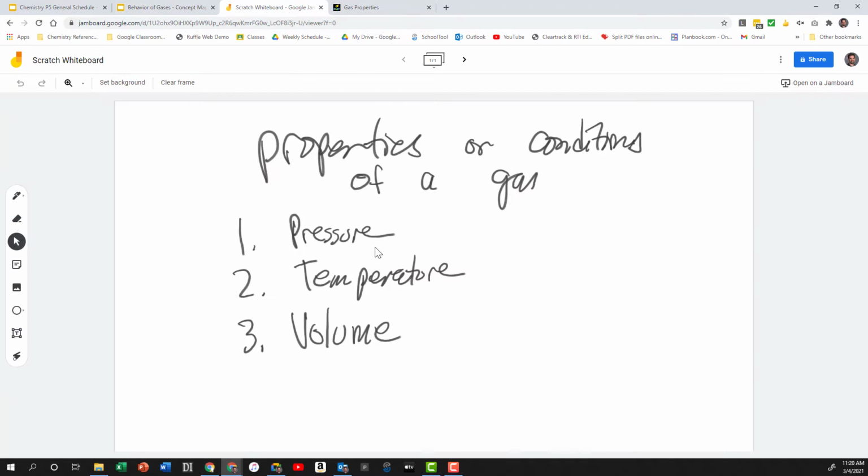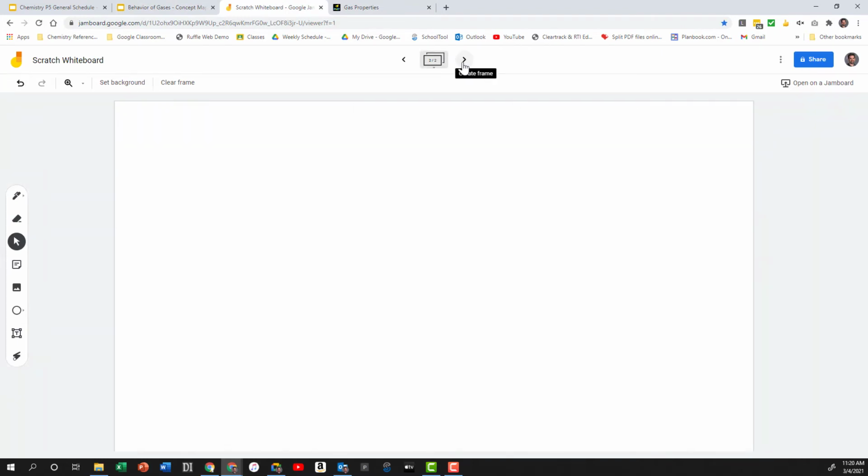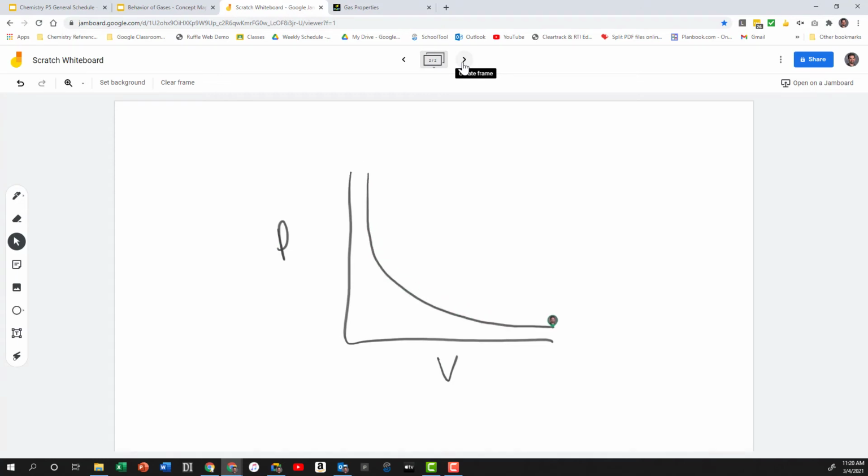Let me show you what the graph of that would look like. The pressure volume graph, this is one that you do have to kind of know. So if the volume goes up, the pressure decreases, and it looks like this. It's actually a curve. It's not a straight line.